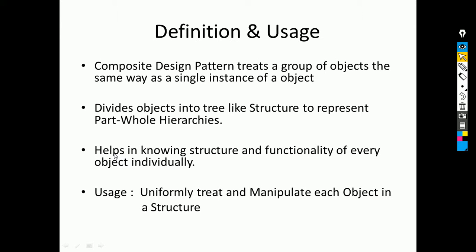First, the definition and its usage. The composite design pattern comes under structural patterns. This design pattern describes that a group of objects are treated the same way as a single instance of an object. This design pattern composes all of its objects into a tree-like structure to represent the part-whole hierarchy. So a client who is using the composite design pattern is able to uniformly treat and manipulate each object in the structure.